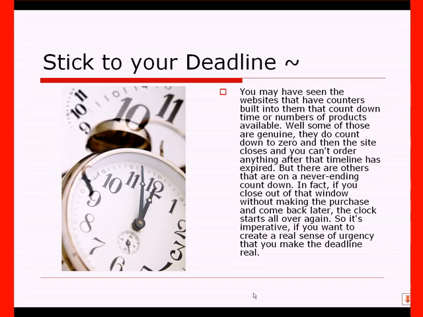You may have seen the websites that have counters built into them that count down time or numbers of products available. Well, some of those are genuine. They do indeed count down to 0, and then the site closes and you can't order anything after that timeline has expired. But there are others that are on a never-ending countdown. In fact, if you close out of that window without making any kind of purchase whatsoever and come back later, the clock starts all over again. So it's imperative, if you want to create a real sense of urgency, that you make that deadline absolutely real.